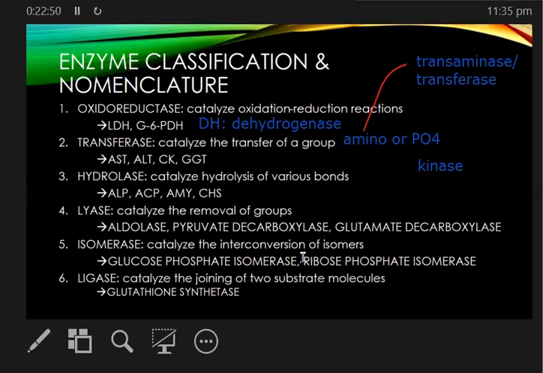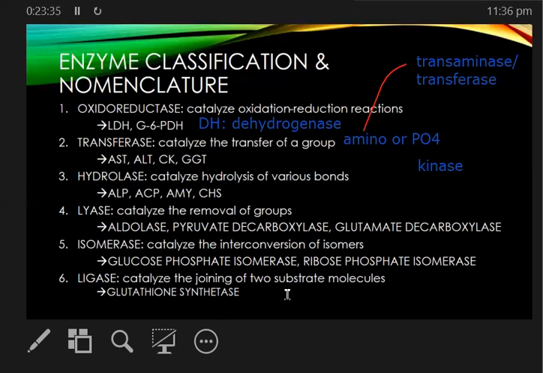So for the next one, they're very easy to classify because in their names or nomenclature, you would be able to see there the term isomerase. Okay, so isomerase enzymes catalyze the interconversion of your isomers. Okay, yes, of your isomers. So in short, they are responsible for the intramolecular rearrangement of your substrate compounds. Okay, so from one isomer to another. So if you're going to look at their names, we have glucose phosphate isomerase, ribose phosphate isomerase. So they're quite easy to identify.